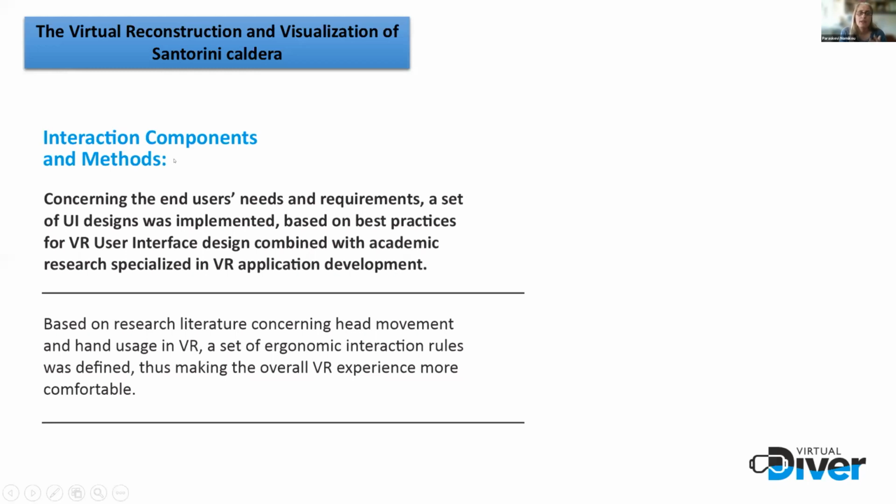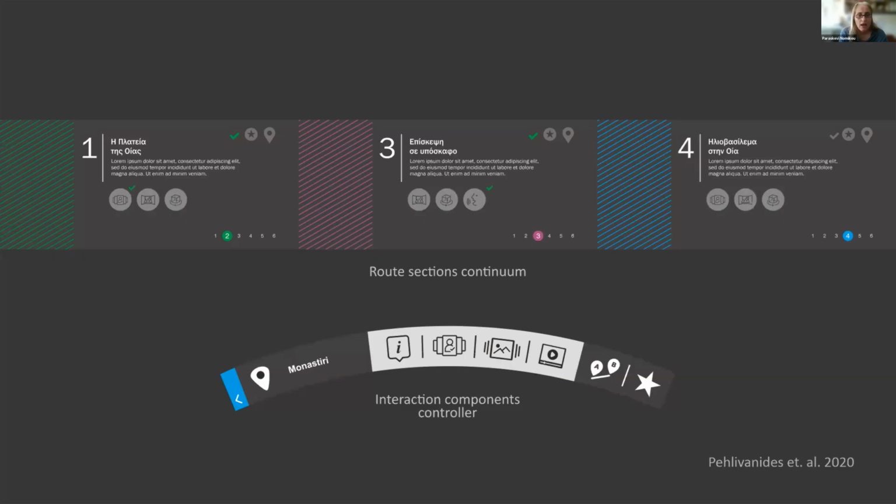And of course, the interaction components and methods concern the end user's needs and requirements. A set of UI designs was implemented based on the best practices for VR user interface design, combined with academic research specialized in VR application development. So, for example, if you visited the platform, if you had the chance to wear the Oculus, you can see just an interaction components controller.